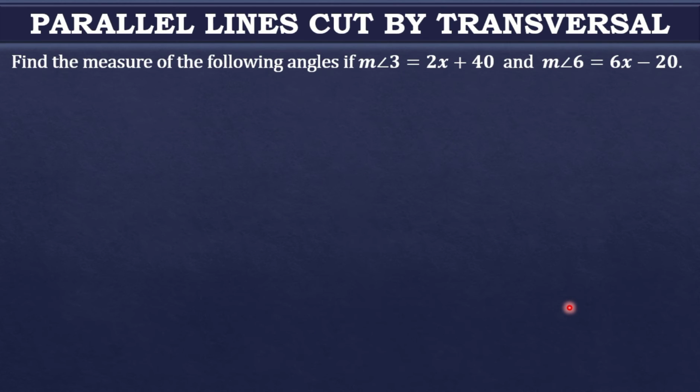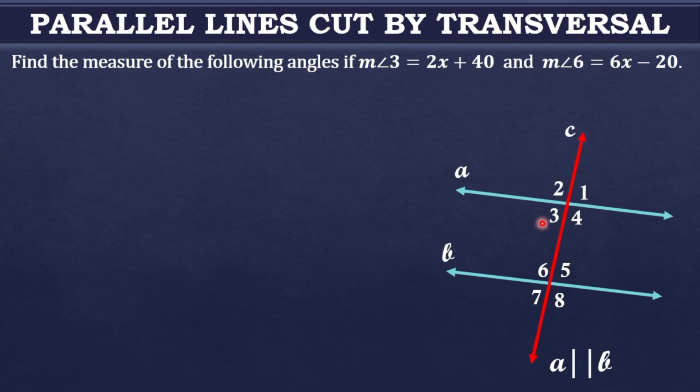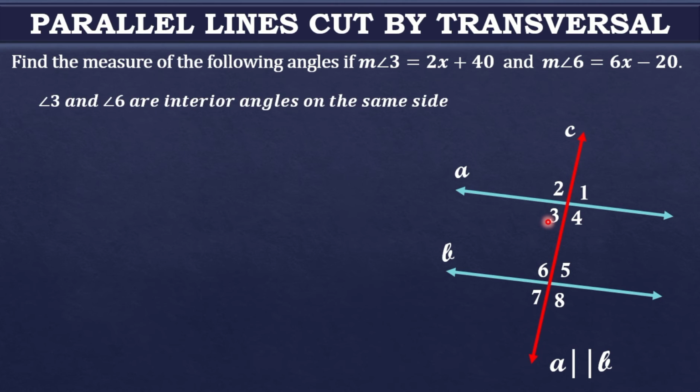Find the measure of the following angles if the measure of angle 3 is equal to 2x plus 40. So, ito po yung angle 3 natin. And the measure of angle 6 is equal to 6x minus 20. So, we have 3 and 6. What is the relationship of 3 and 6? Angle 3 and angle 6 are interior angles on the same side. Okay, you are correct. So, these are interior angles on the same side.